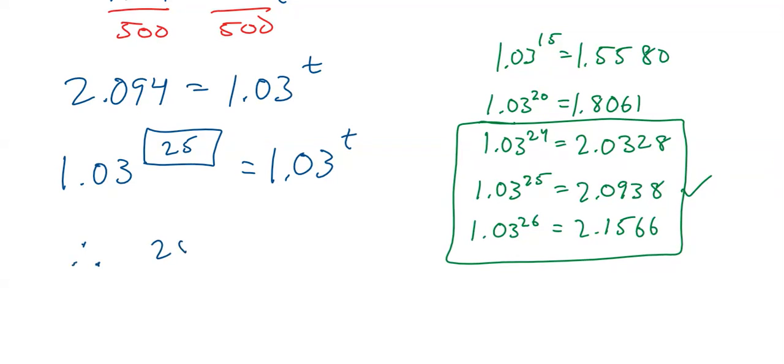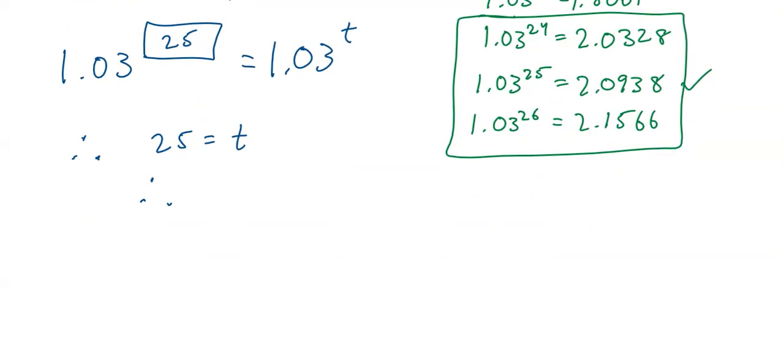Therefore, 25 equals t, or t equals 25. Therefore, what was this question talking about? Therefore, it will take 25 years for the population to grow that big.